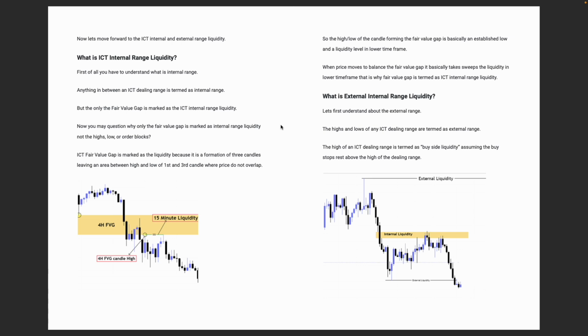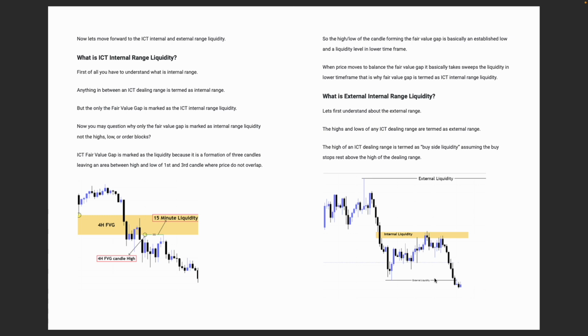So first, you have to understand that internal range liquidity is just fair value gaps and swing highs and swing lows, or order blocks traded inside of this internal range. A lot of people only like to classify fair value gaps as internal range liquidity, but I personally like to classify swing highs, swing lows, and order blocks as internal range liquidity. So it's just a PD array or internal swing highs or swing lows inside of a dealing range. External range liquidity is a form of swing high or a swing low forming that dealing range, which is that buy side liquidity, and that is our sell side liquidity.